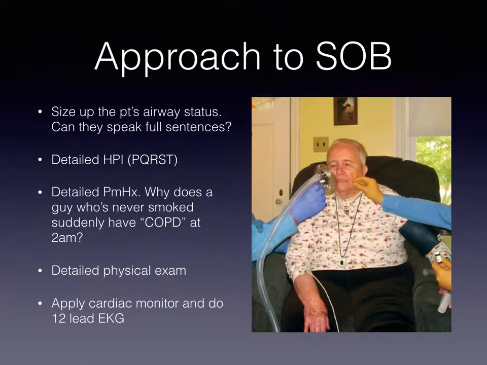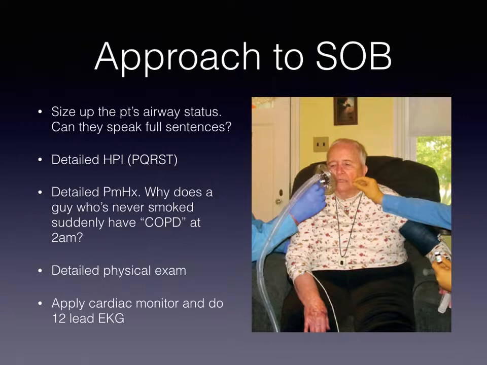We want to make sure we do a detailed history. We want to go ahead and do all of our PQRST questions. We need to get down to exactly why this patient is short of breath, and there are many possibilities. Maybe the patient has a history of some respiratory problems. Maybe they don't. You have to ask yourself, why does someone who has never smoked a day in their life suddenly have COPD or asthma for the first time at 2 o'clock in the morning when this is most likely an element of congestive heart failure instead?